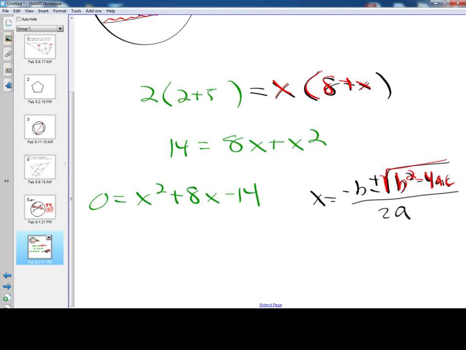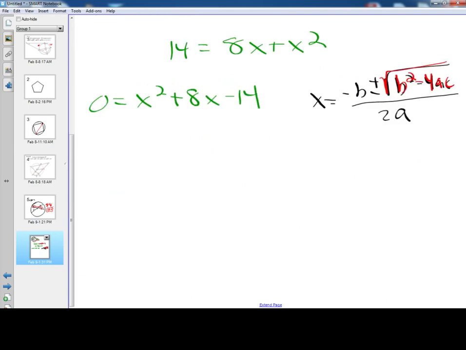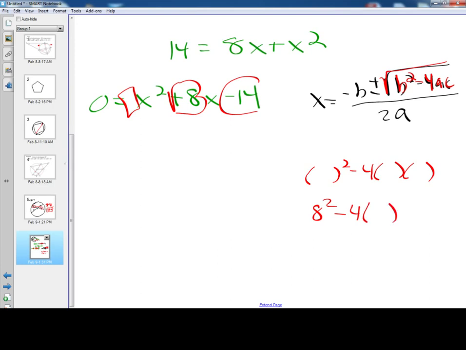Does everybody recognize the quadratic equation up there? Yes. Beautiful. Do you see what I've outlined in red? That, my friends, is the discriminant. If you do that portion alone, you will know if this polynomial is factorable or not. This is the way it works: b squared minus 4ac. We know this value is a, this value is b, and this value is c. So I'm going to take 8 squared minus 4 times 1 times negative 14.